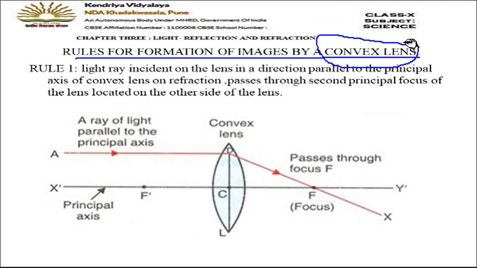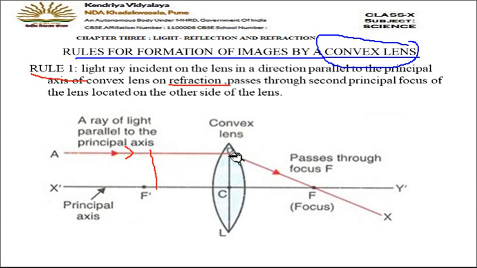In the case of a convex lens, what is rule number one? Rule number one is when a light ray is incident on the lens in a direction parallel to the principal axis. So we have taken a light ray which is parallel to the principal axis. When it falls on the convex lens, naturally refraction will occur. Light will bend because the medium is changing. Here air was the medium. When it enters the glass, the transparent material of the lens, the speed of light will change and light will bend like this.